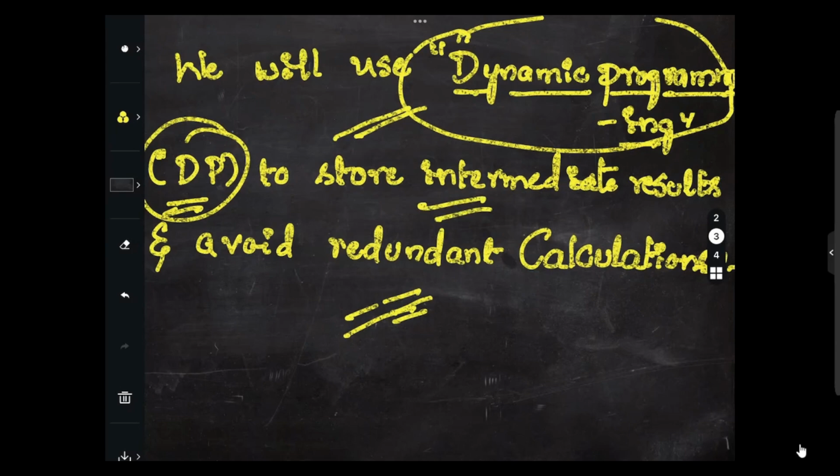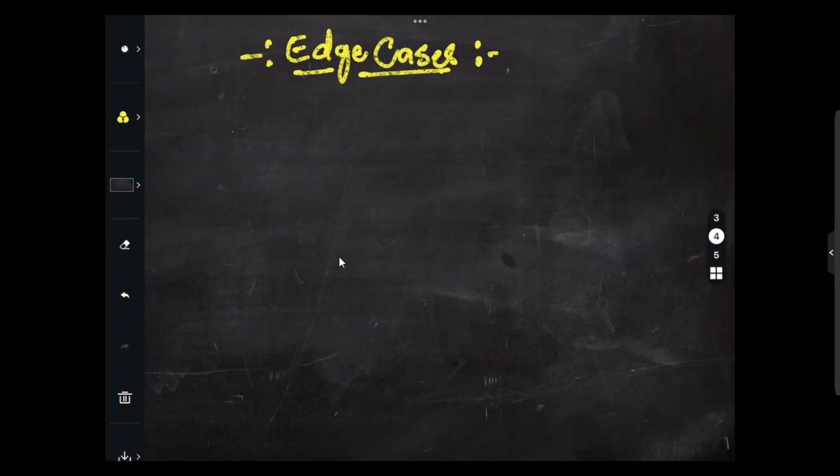The next step is to discuss the edge cases one by one. I hope the approach is completely clear. This is the approach that we will be going with. Next, let's discuss the edge cases one by one. The first edge case is when n equals 1. When n equals 1, the output will be 1.